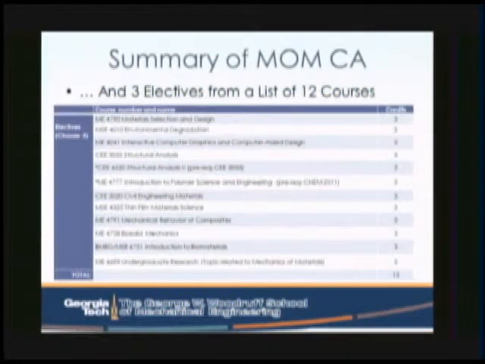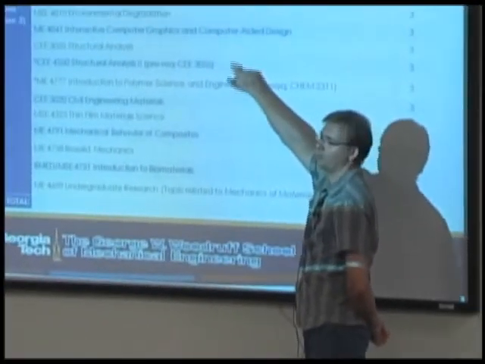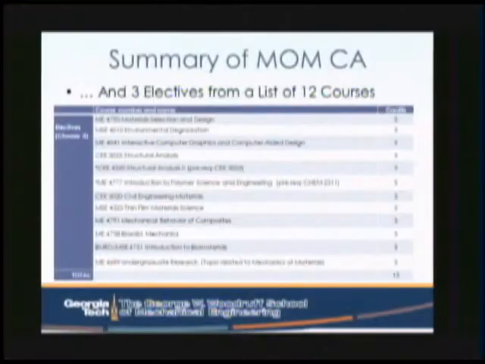Then you have to choose any 3 electives from a list of 12 courses. And this is the list of the electives. Out of these 12 courses, 6 of them are non-ME courses, and only 2 of them have a prereq that would require you to take additional courses. Although one of them, Structural Analysis 2, has for prereq Structural Analysis 1, which is part of the list.